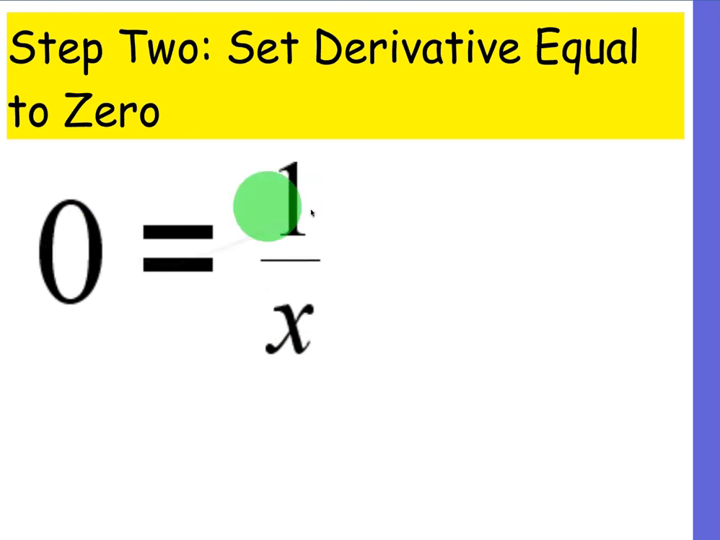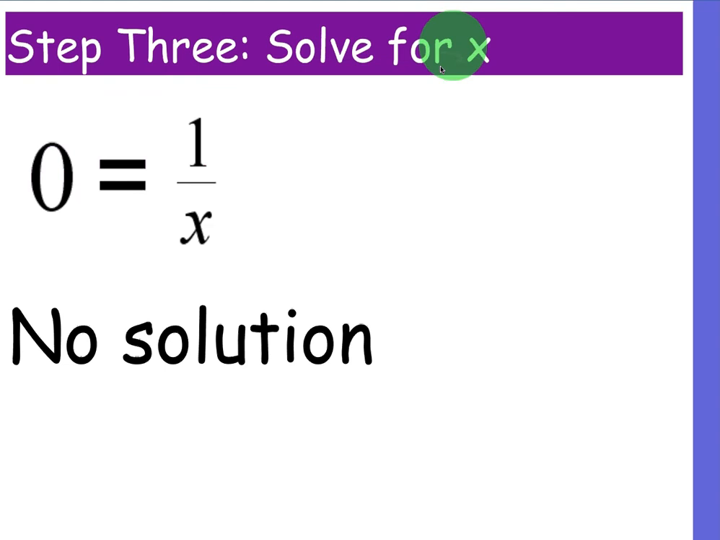This will never equal 0, right? I mean, 1 divided by x can never equal 0. We can cross multiply and see that 0 times x equals 1 is never true. So when we solve for x, there is no solution.